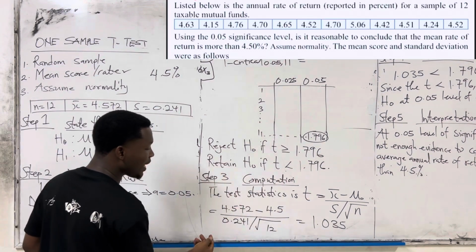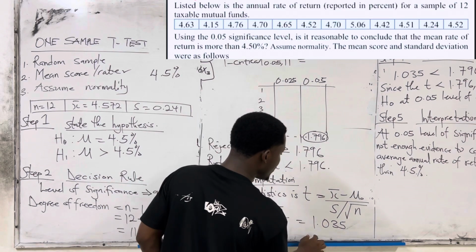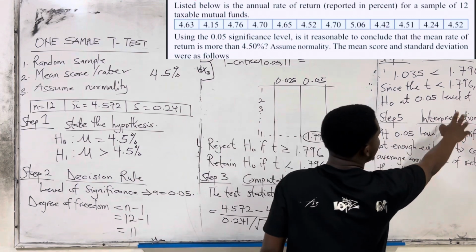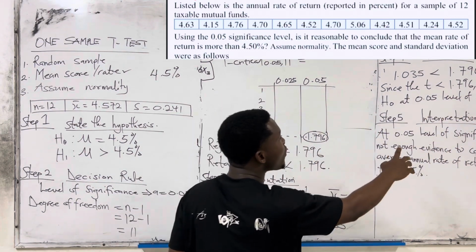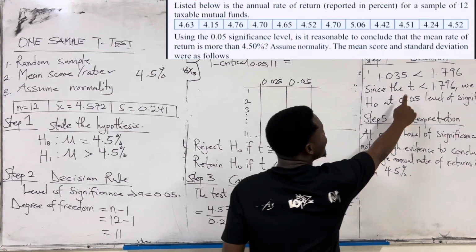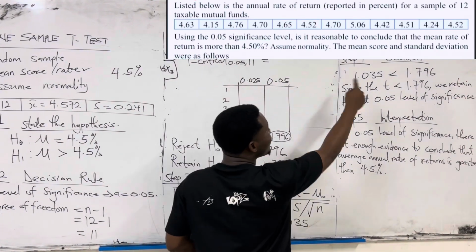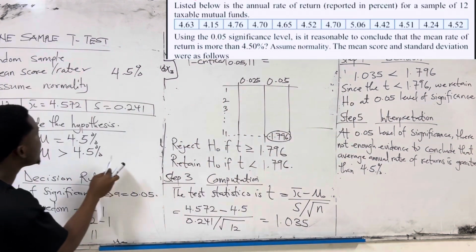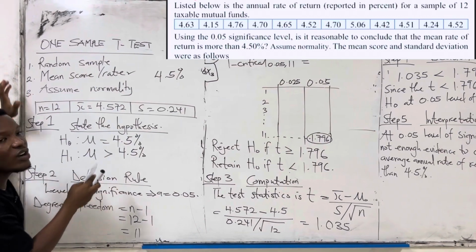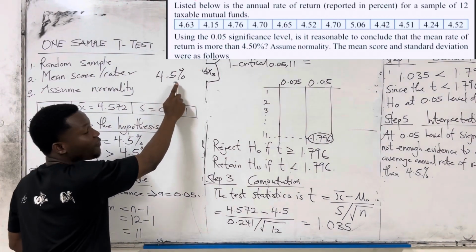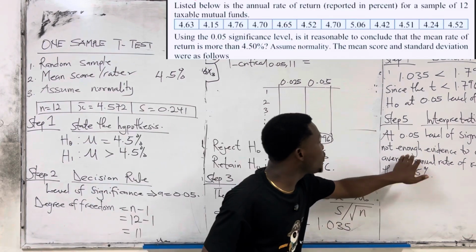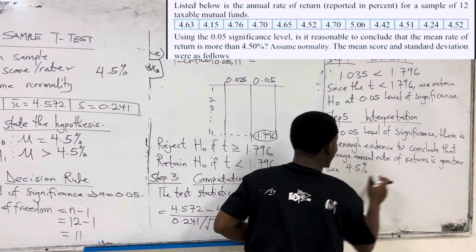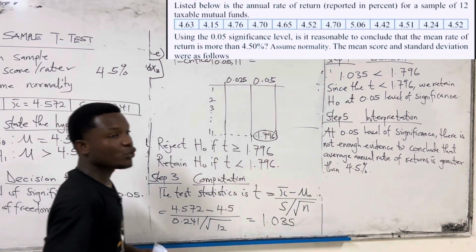So when we conclude, we had the t value to be 1.035, and we have our t critical value to be 1.796. So we can make a decision that since the t value is less than the t critical value, we have to accept. So we are accepting the model. Since we are accepting the model, it means it's not greater than the 4.5% rate of returns. So we don't have enough evidence to conclude that the average annual rate of returns is greater than 4.5%. So this is the question.